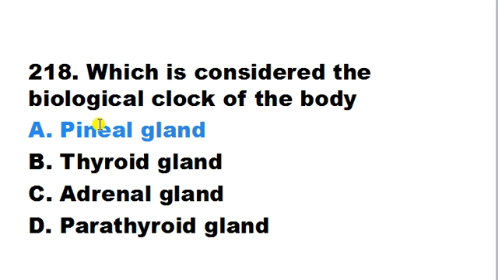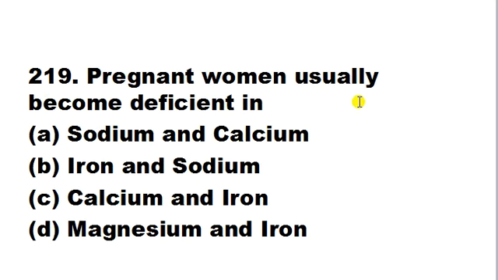Pregnant women usually become deficient in: A. sodium and calcium, B. iron and sodium, C. calcium and iron, D. magnesium and iron. The correct answer is C. That means calcium and iron are very much required by a pregnant woman during pregnancy. Why? Because calcium is a very important component for developing your bones as well as the bones of the fetus.